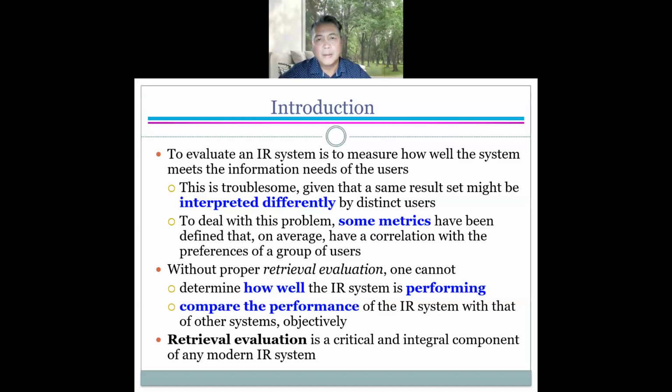Okay, so without proper retrieval evaluation, we cannot compare how well the performance of the system that we have invented is. Okay, so by having these metrics, we will be able to compare the performance of the IR system. Okay, so in the past they have used a few benchmarks on how to evaluate the retrieval system.